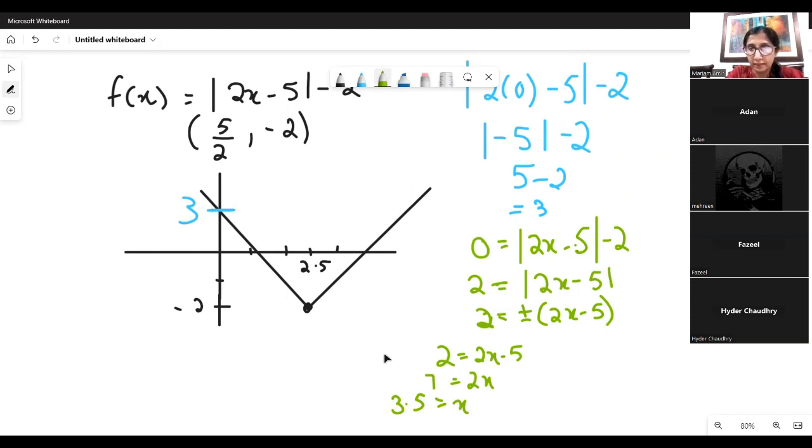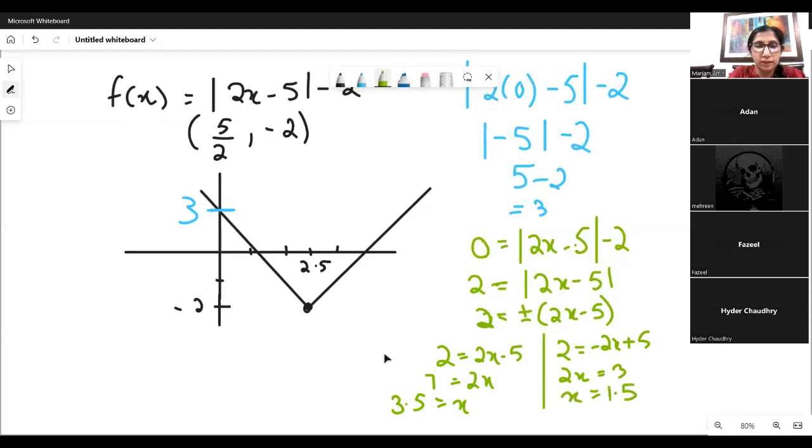Okay, and 2 equals minus 2x plus 5. 2x is equal to 3, x equals 1.5. So one value will come here, 1.5, and the other x intercept value will be 3.5.